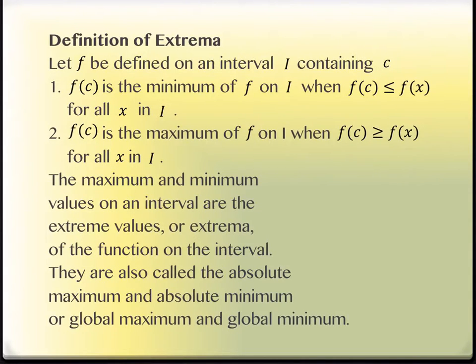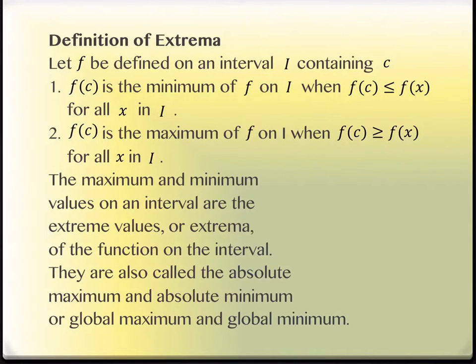This is like the most type I probably ever put on a slide. So taking a look at what I have here. f is defined on an interval I containing c. f of c is the minimum of the function on the interval when f of c is less than or equal to all the other y values. Okay? It's the maximum when it's greater than or equal to all the other y values.